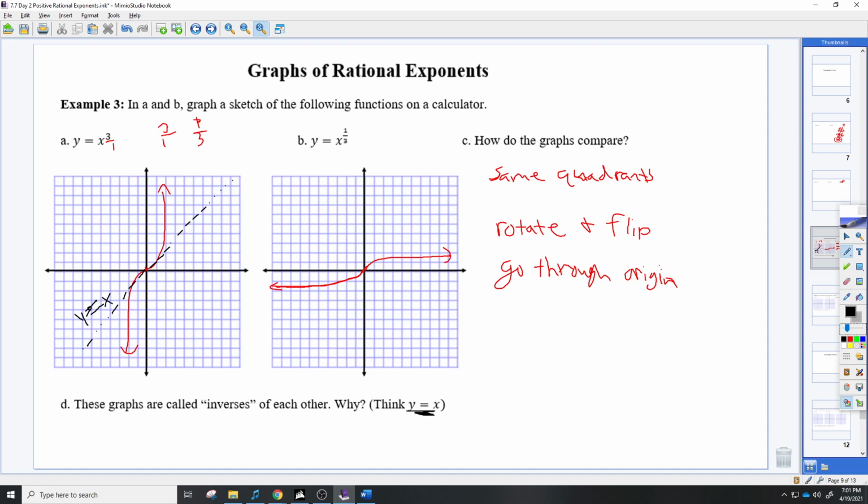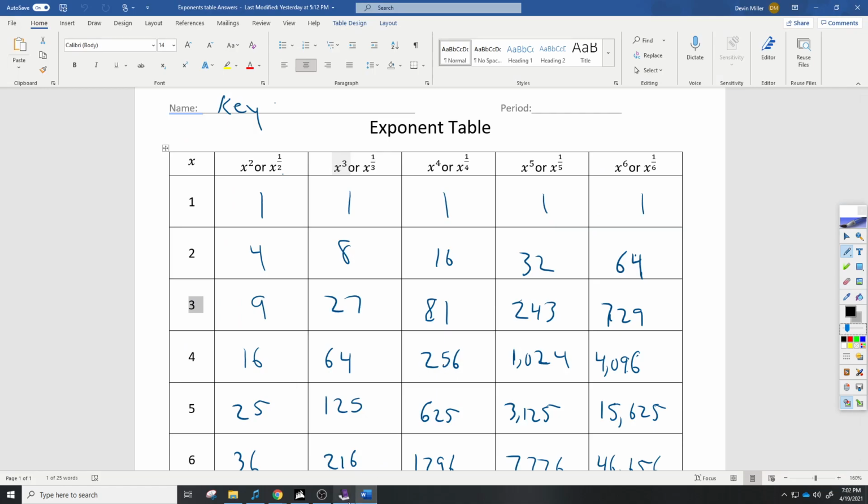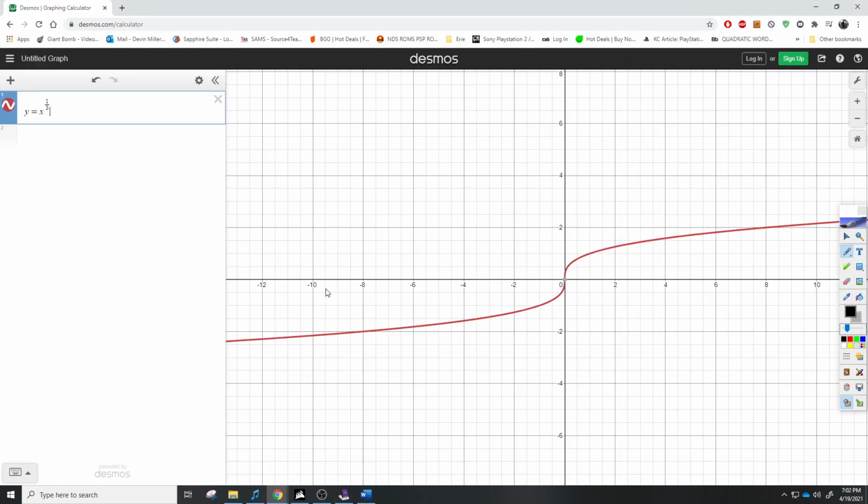It actually is a reflection across that. So I'm going to go ahead and put that in here as well. If I put it in Desmos, you'll be able to see how it reflects across this line. It's called an inverse. So let's go back to that. I'm going to keep that one in there. Now watch when I put this in here.